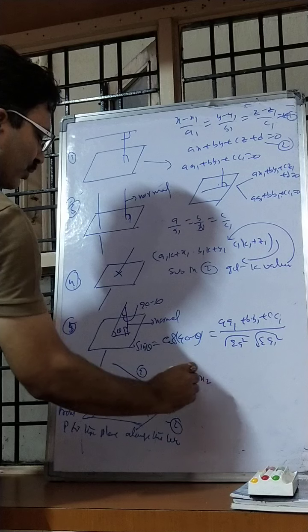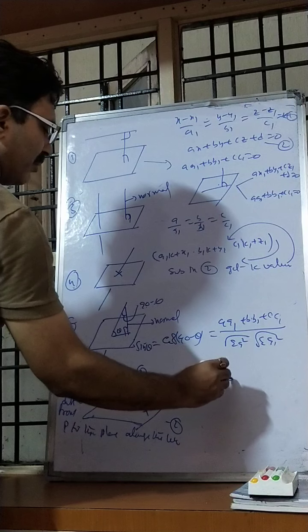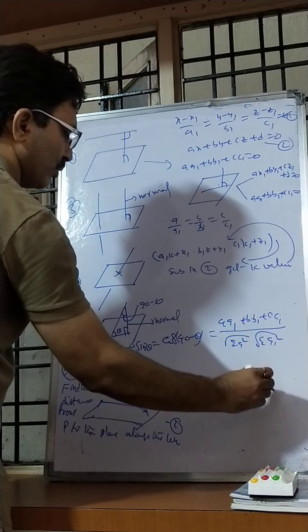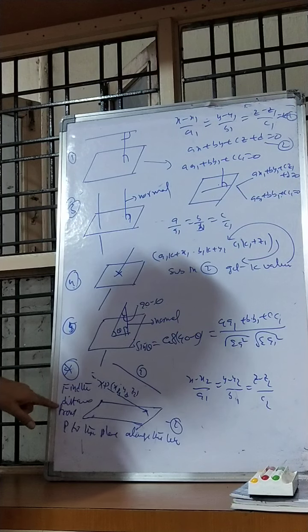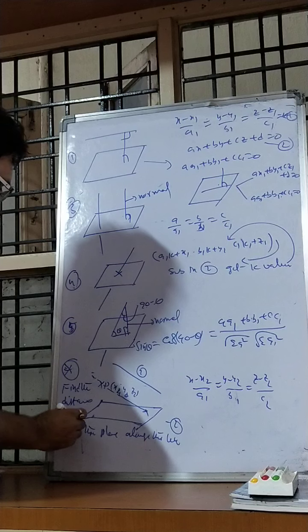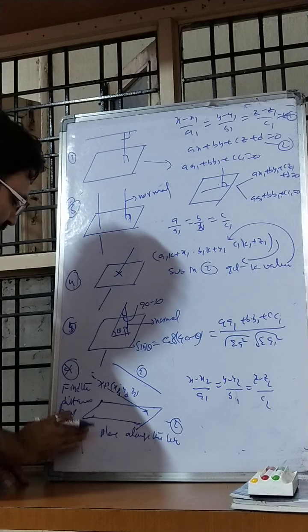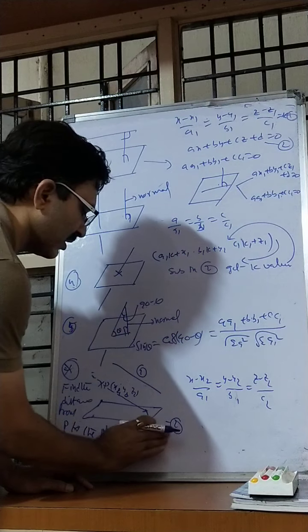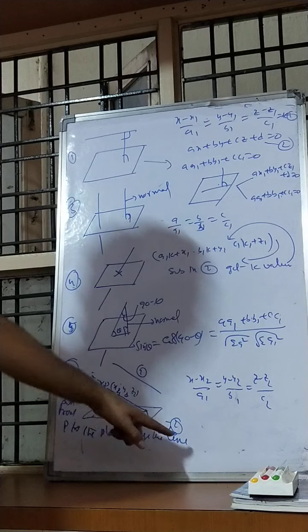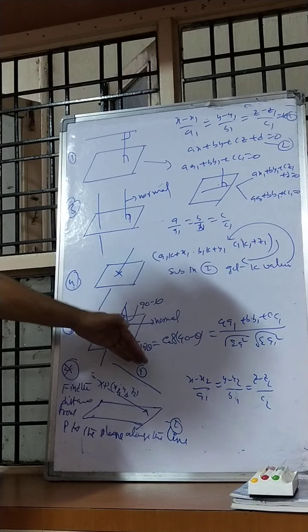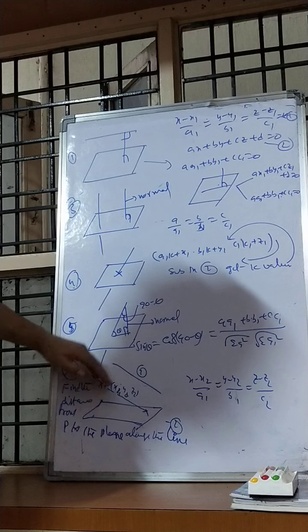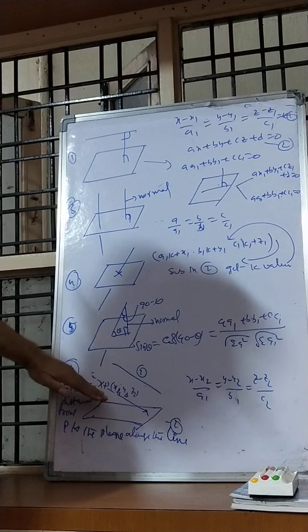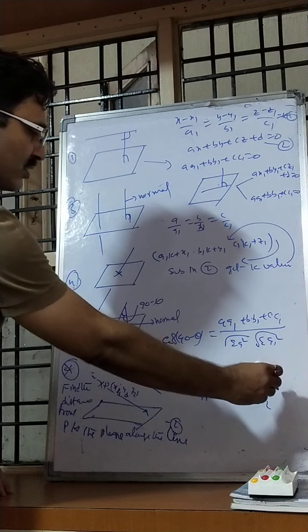You can write (x minus x2) by a1, (y minus y2) by b1, not b2, b1, (z minus z2) by c1. What I did here: find the distance from P to the plane along the line. If he said that, write the parallel equation, draw the parallel line. How to do it? Take the point; the DRs of that line are the same as the DRs of this one. That's why I wrote like this. First step is this.